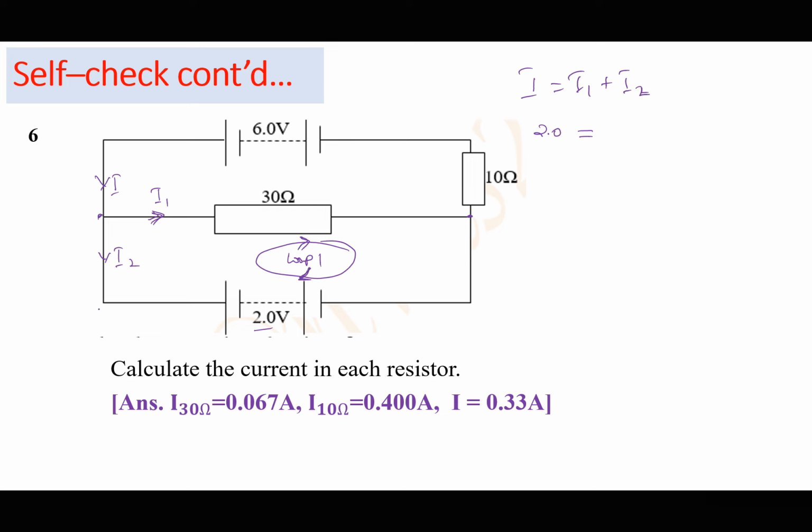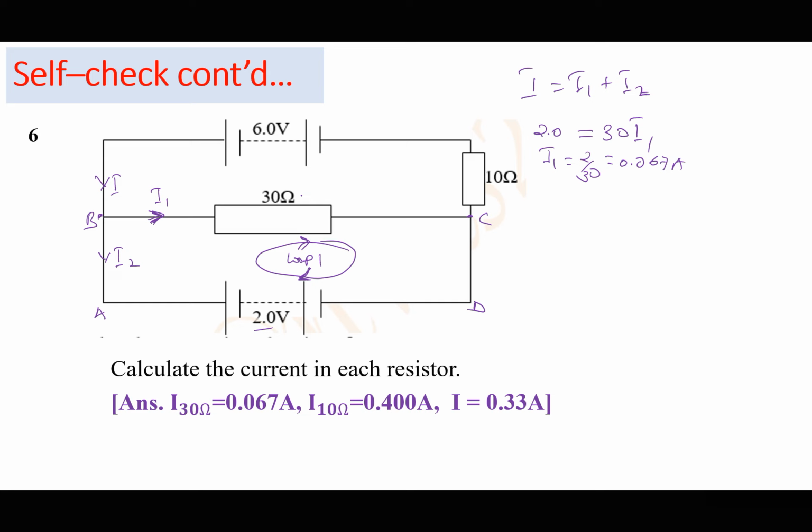I'm moving from A to B to C to D back to A, which is clockwise. And the current I1 is in that direction. So I will say this is equal to 30 times I1. So it means I know I1. I1 is going to be 2 divided by 30, which is 0.067 amperes. That is the current through 30 ohms.